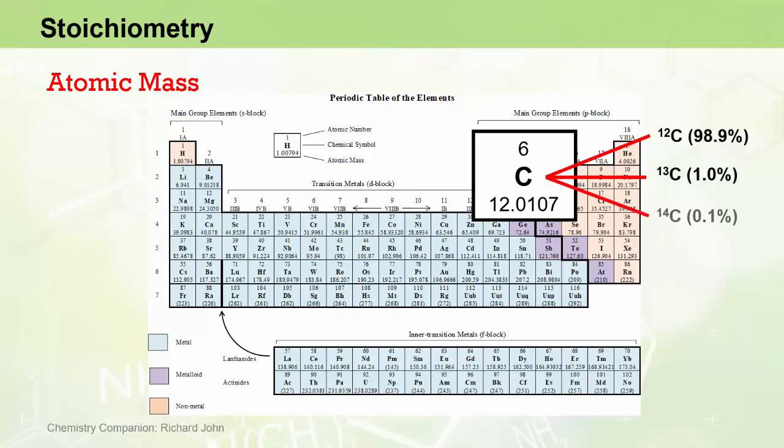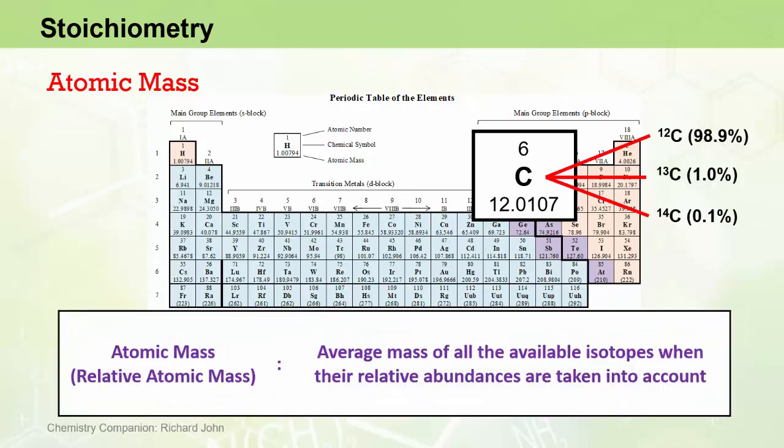And they also contain carbon-14 atoms, and about 0.1% of all carbon atoms are carbon-14. This means that the average mass of a carbon atom, when the relative abundances of all isotopes are taken into account, is slightly above that of carbon-12. And this is why we get a mass of 12.0107 atomic mass units instead of exactly 12.